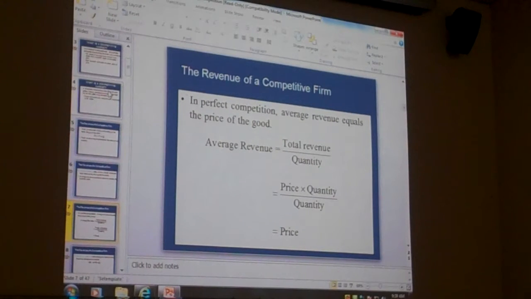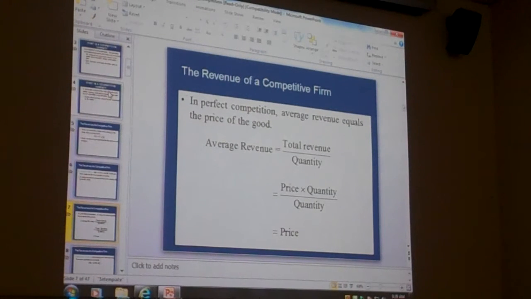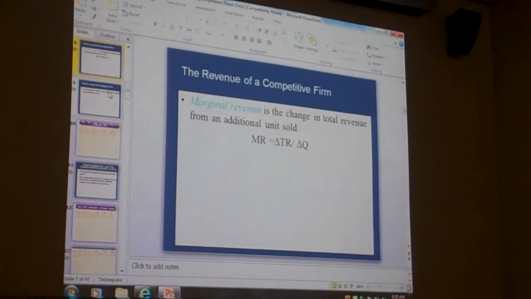All right, so, going through this real fast again, average revenue is total revenue divided by quantity. Total revenue is price times quantity. Quantities cancel out, that leaves average revenue being equal to the price. And I hope that, when you look at the table, it makes sense.